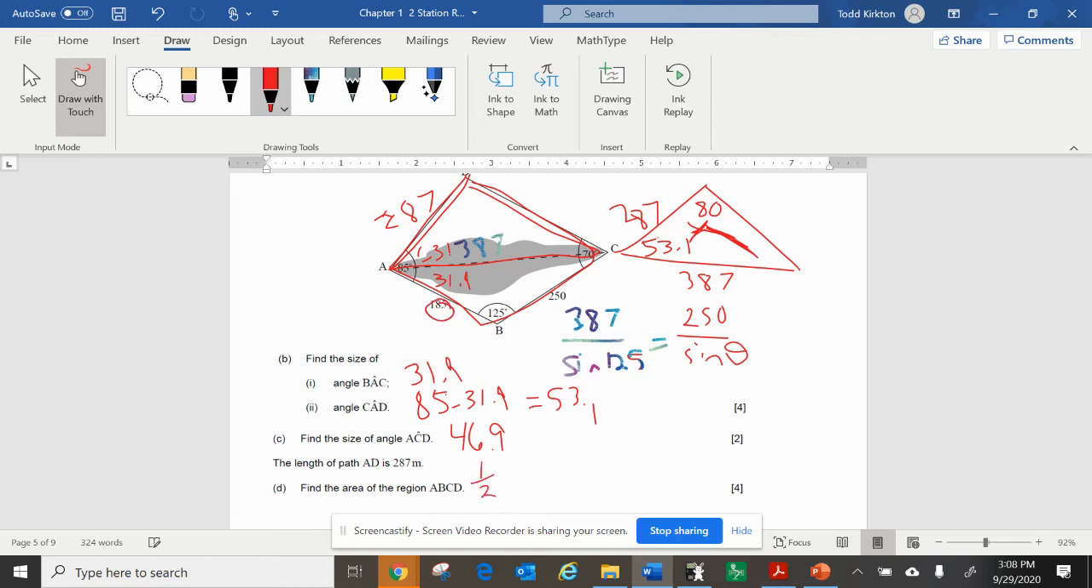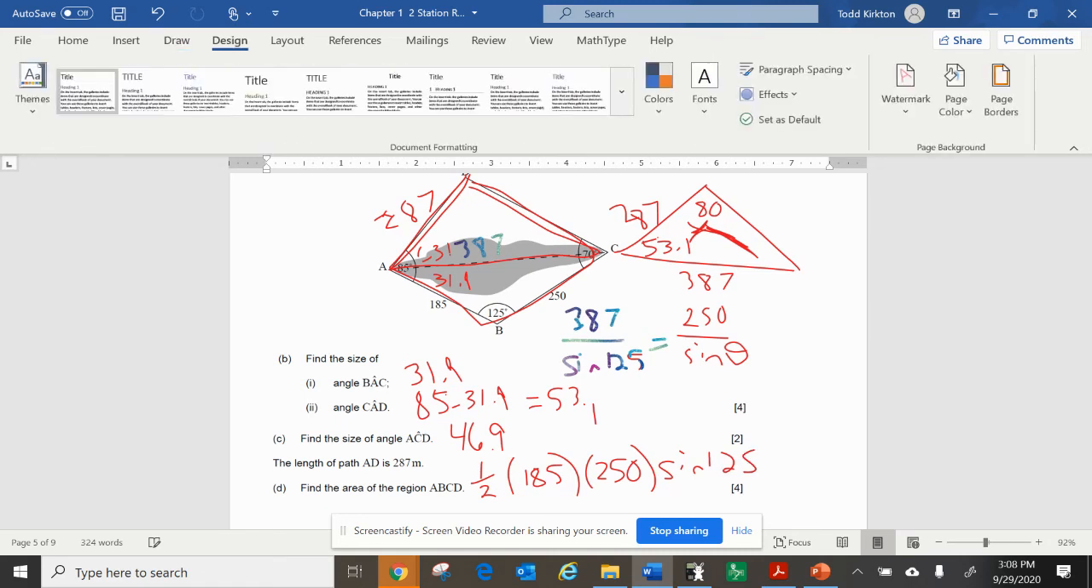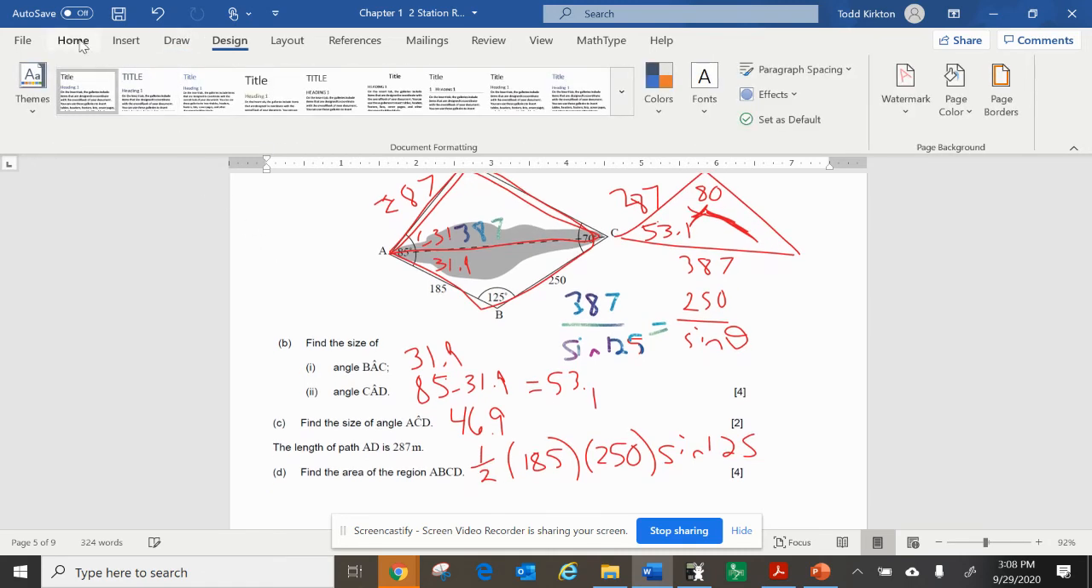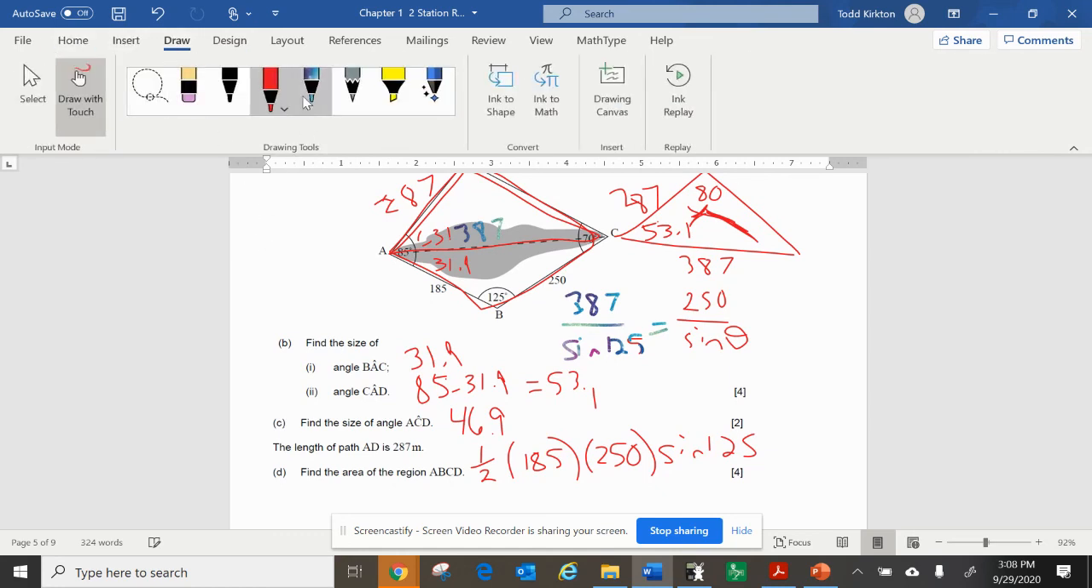I can do 1/2 the 185 times 250 times the sine of 125. That's the included angle. That'll give me the bottom one. And the top one, I can take 1/2, and I'm going to use this side angle side. So that is, it's hard to read on that there, 287 and 387. And the included angle is 53.1.